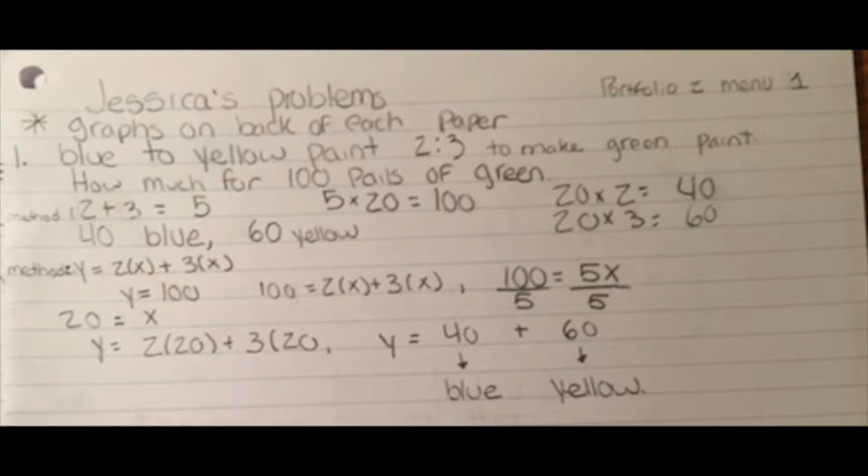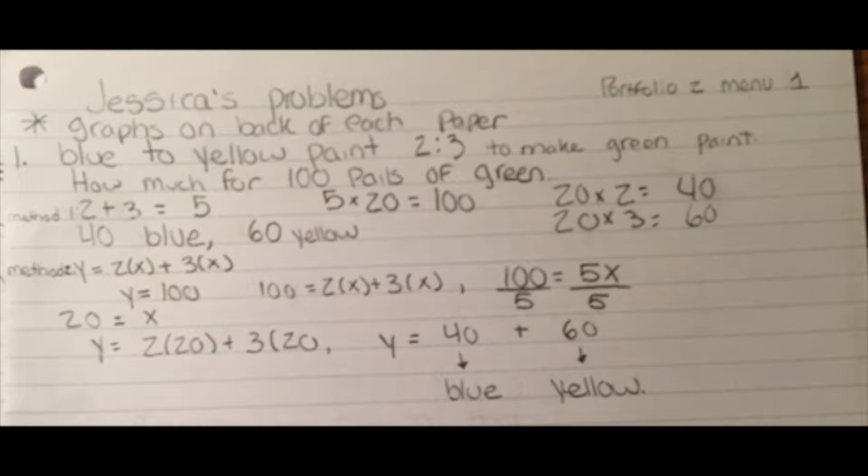The second method, I wrote an equation, and I wrote y equals 2x plus 3x. Since the ratio needed to be consistent, I put x behind the 2 and behind the 3, because if I messed up the ratio, then it would be the wrong answer at the end. So I will put y equals 100, and that tells me the green paint. And so I put 100 equals 2x plus 3x.